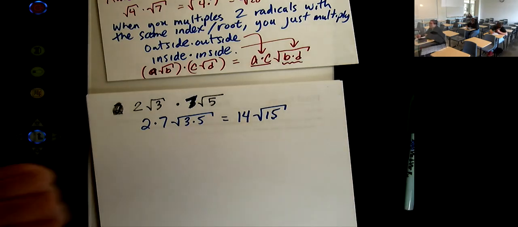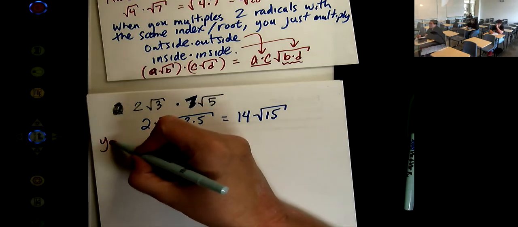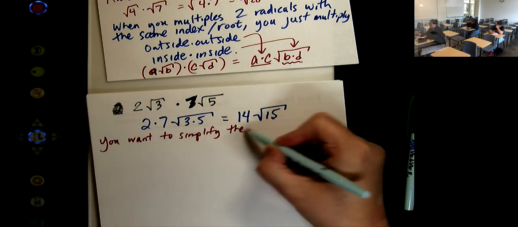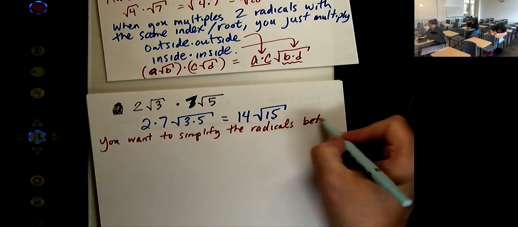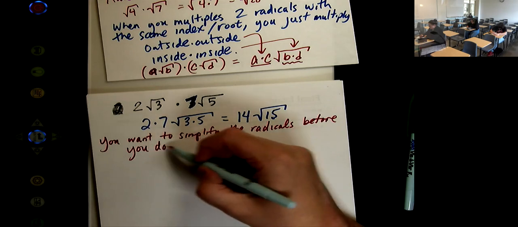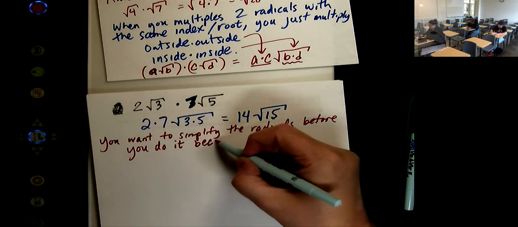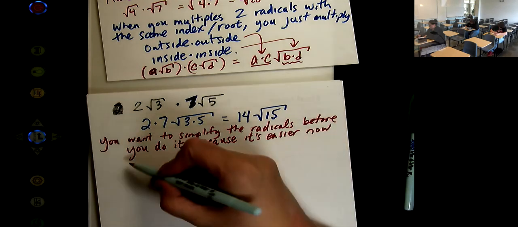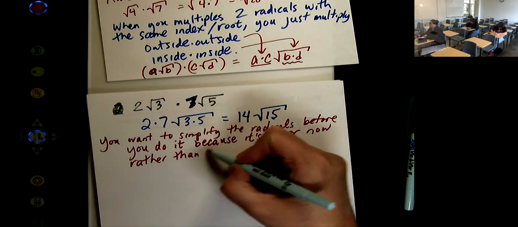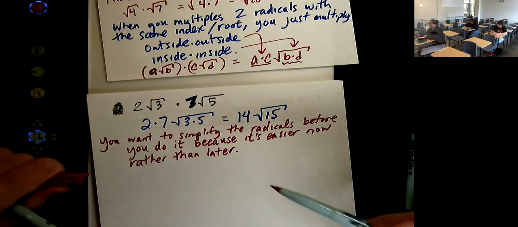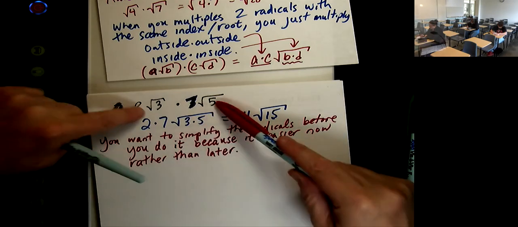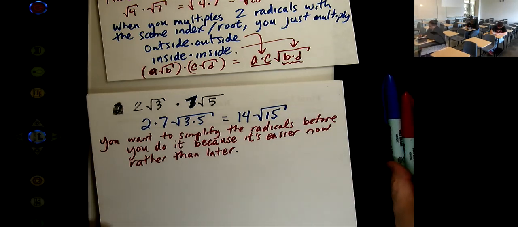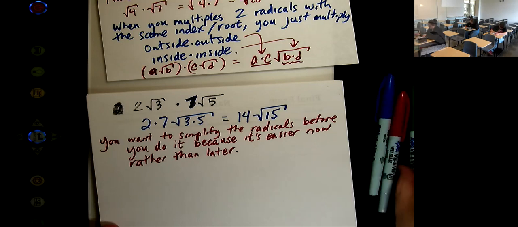And ideally, when you do this, you want to simplify the radicals before you multiply them, because it's easier now rather than later. 3 and 5 are already simplified, so we didn't have that issue here. But let's do a problem where we do.